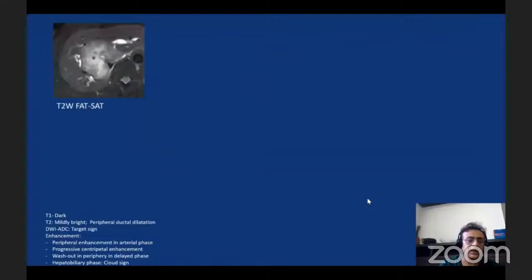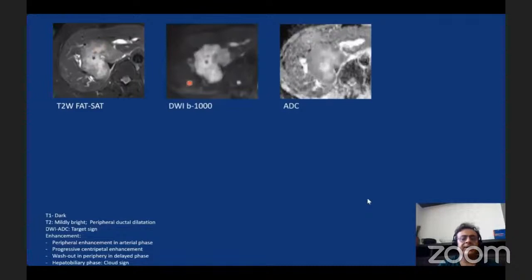So, the first case here. T2 fat sat images show a heterogeneous mass in the liver, and it shows heterogeneous T2 bright signal. The central area is brighter, the periphery is not so bright. In the high b-value images and ADC images, there is clearly a cloud sign. So there is darkness only in the periphery of the tumor, and in the central area it is more of a T2 shine-through effect. Sorry, a target sign is present.